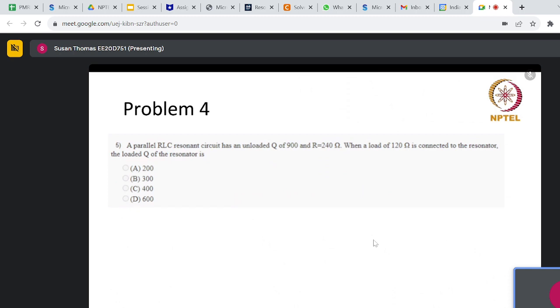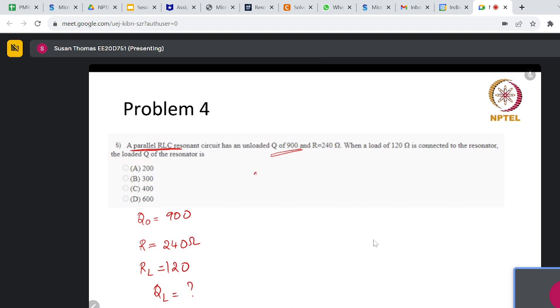So this is a similar question. Again, so look at this. It's a parallel RLC. So in case of parallel RLC, please try to use the equation. So the unloaded Q factor, Q naught is 900. The R value in the circuit is 240. Load value is also given to you here, but what is asked is the QL.